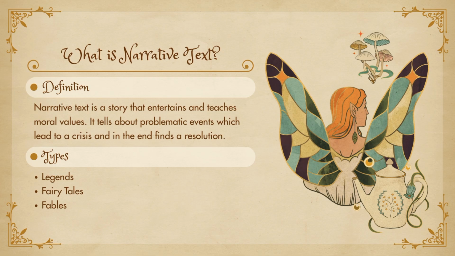There are many types of narrative text, such as legends, like Sangkuriang or Malin Kundang, fairy tales, like Cinderella or Snow White, and fables, like animal stories with lessons, such as The Ant and the Grasshopper. Today, we will focus on a very famous Indonesian legend. Can you guess which one?